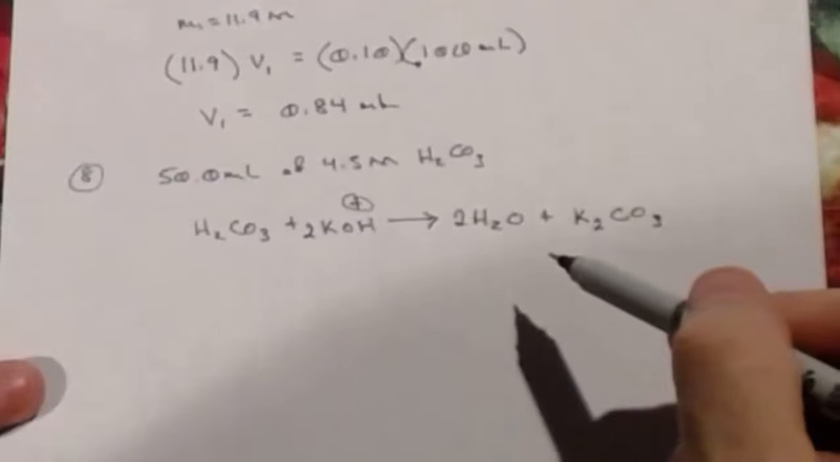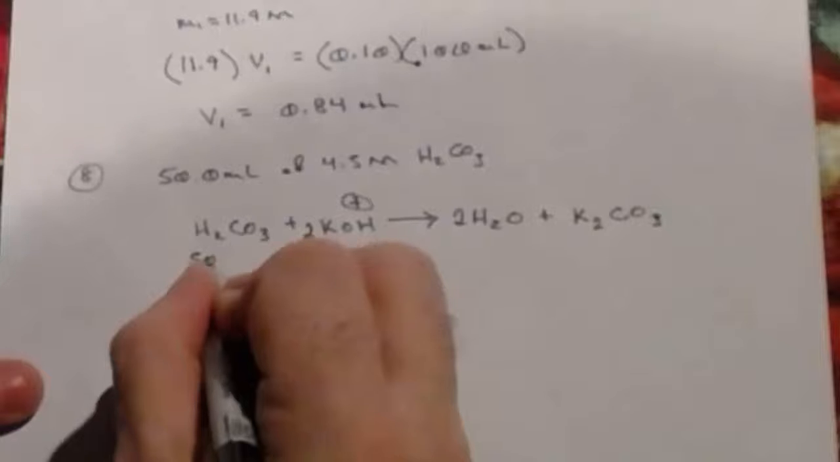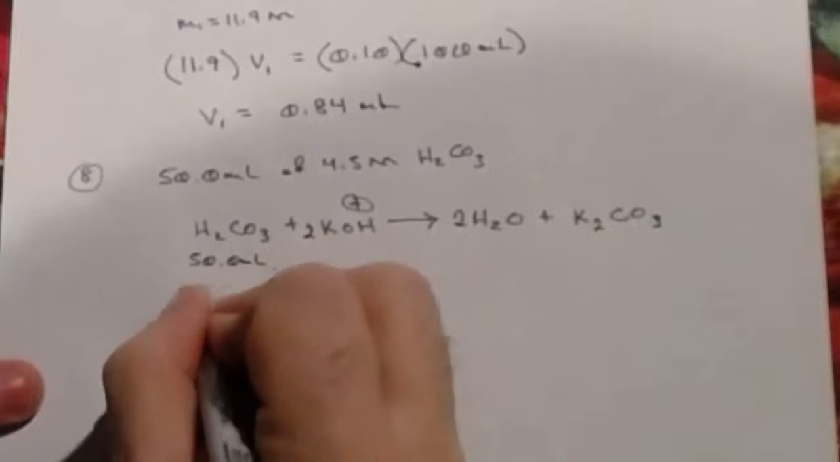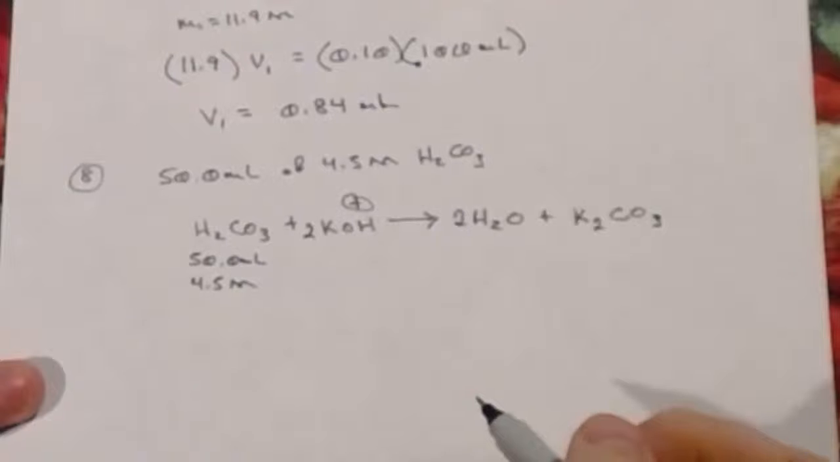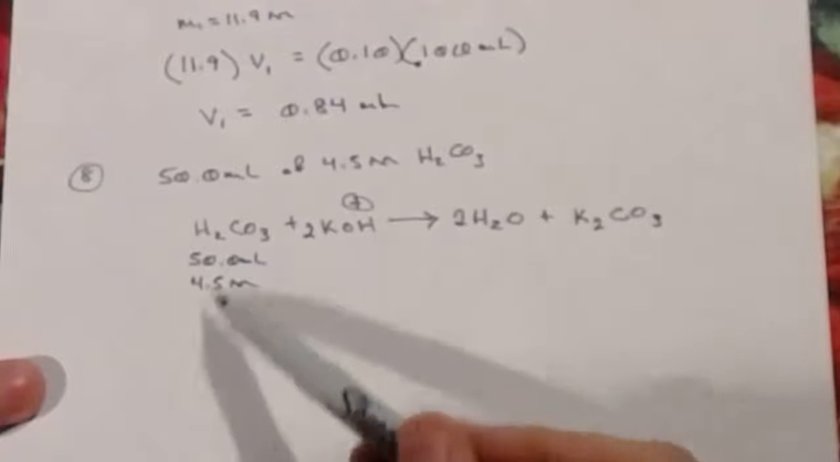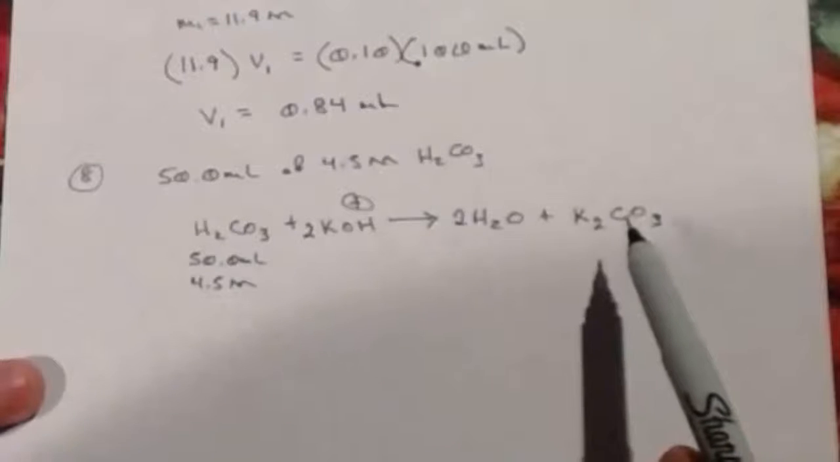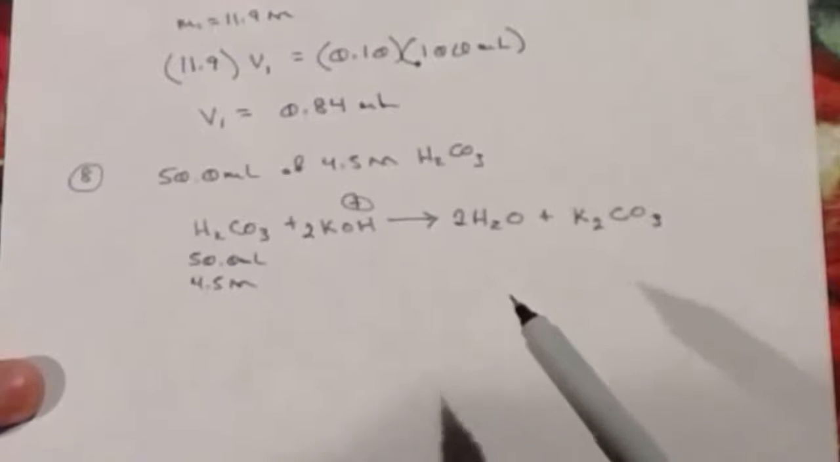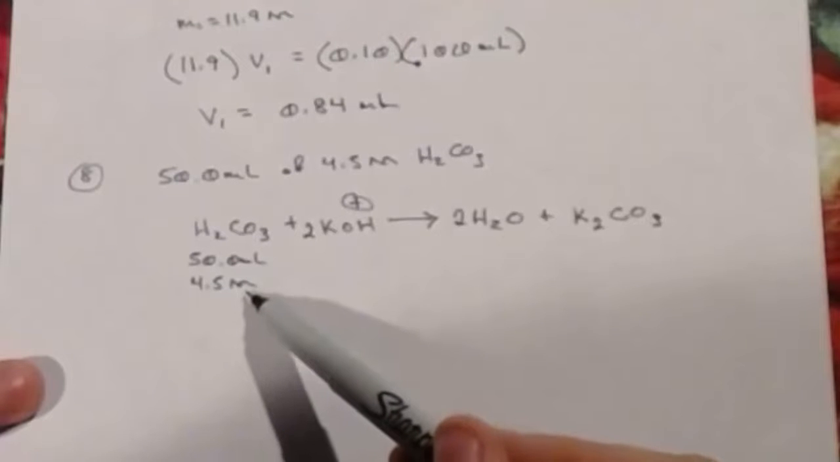Now what we're doing is going to be stoichiometry. We know that we have 50 milliliters of a 4.5 molar. All the question is really asking us is, given so many moles of acid, how many moles of the salt is going to be produced? Now we don't know how many moles we have directly, but we can compute that indirectly. We've got milliliters and we've got molarity.